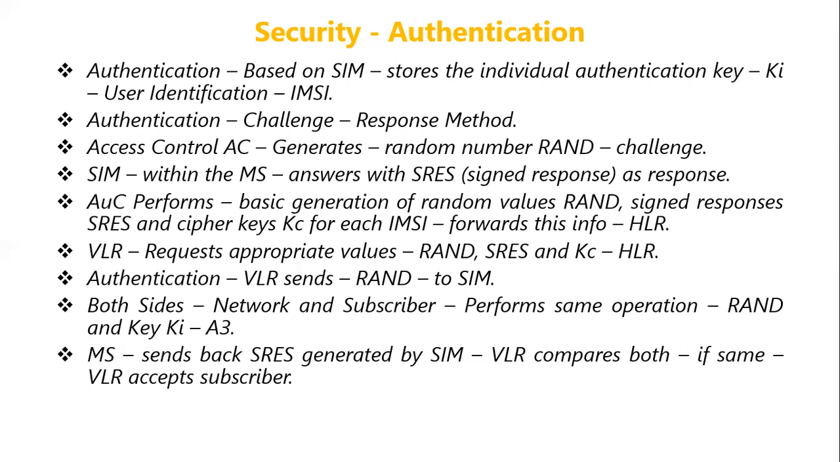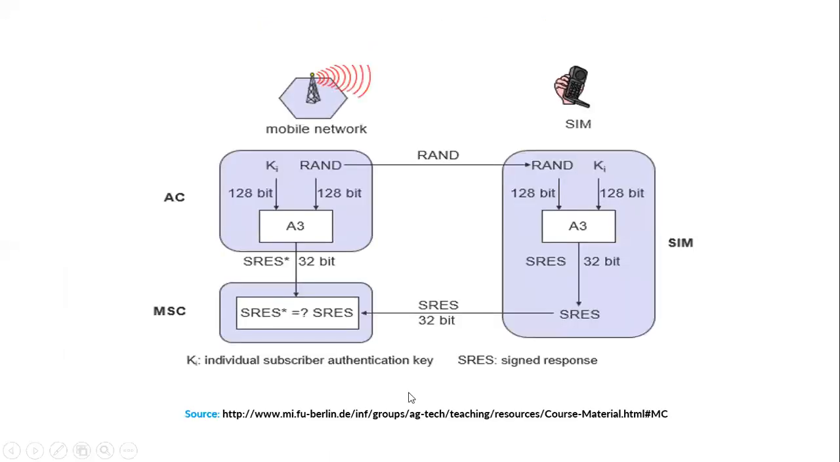So both the SRES will be compared. If both match, then the authentication is successful and the user will be allowed to access the GSM network. Otherwise, he will not be allowed. So this is the basic functionality of authentication, which is explained in this diagram.